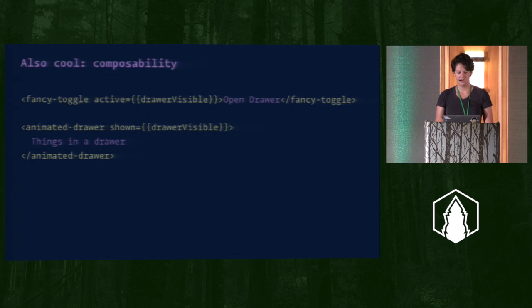Another cool thing about components is that they're composable. Here, these two elements could come from completely different sources. I could have found one of them on Google Material Design. I could find one of them I wrote myself. And we just have to know what properties they accept and publish. And we can wire them together really easily.